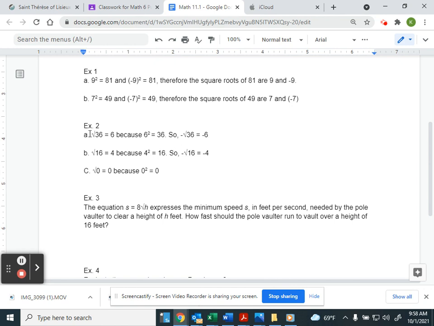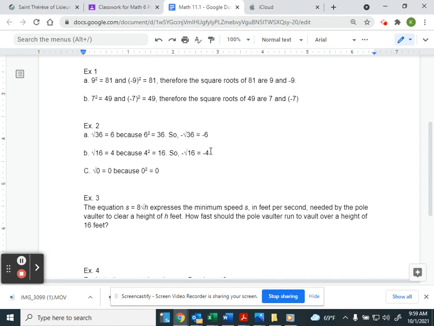So if it's a positive square root of 36, it's a positive 6 for your answer. If it's a negative square root of 36, your answer would be a negative 6. So if we look at 16, the positive square root of 16 is the positive 4. And the negative square root of 16 would be a negative 4.